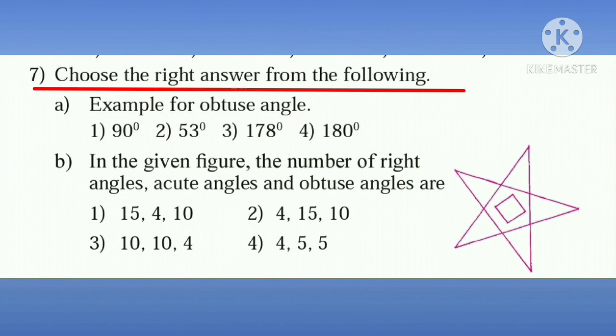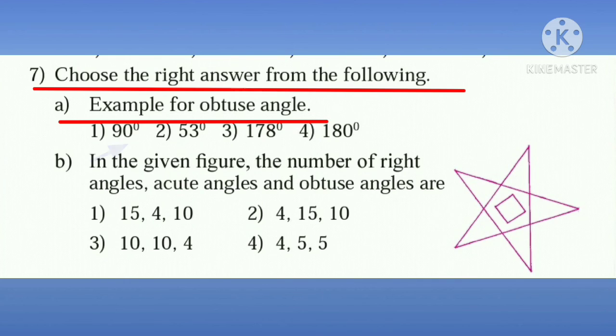The seventh question: choose the right answer from the following. First question A, example for obtuse angle. Here the four options are given, and we have to choose the correct answer. So in this, the question is, example for obtuse angle.